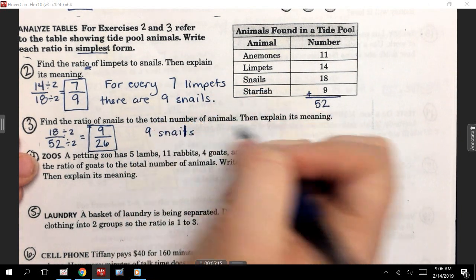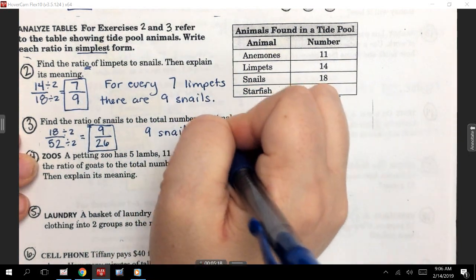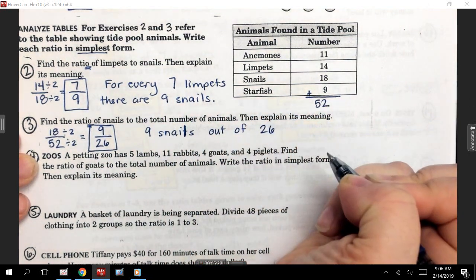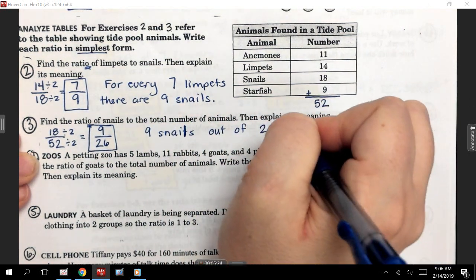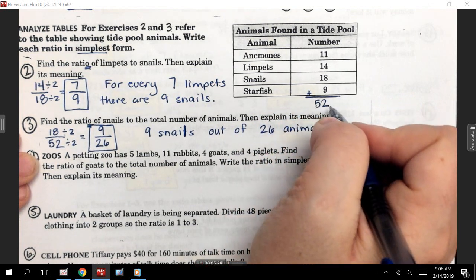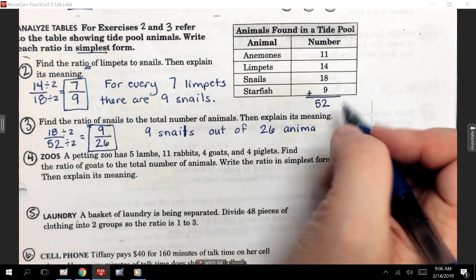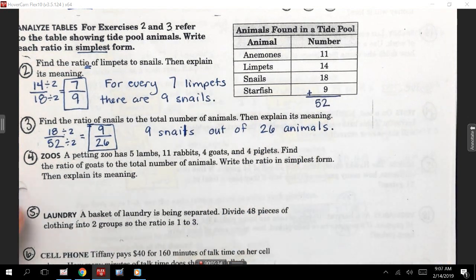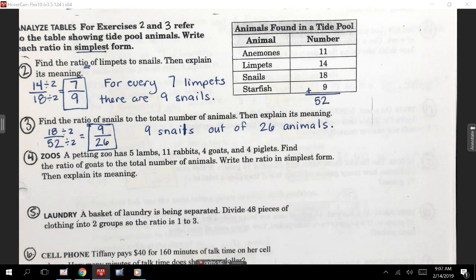9 snails, not snakes. Snails out of 26. What was 26 measuring? Just the animals. Remember, it's not the total anymore. 52 is the total, so 26 is just the different animals. Okay? Because it said the word total, that means we're taking it out of that.